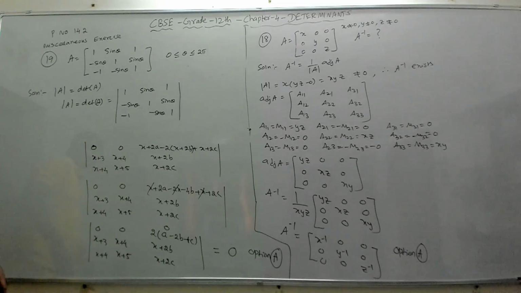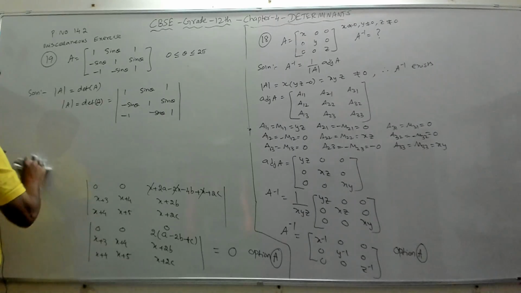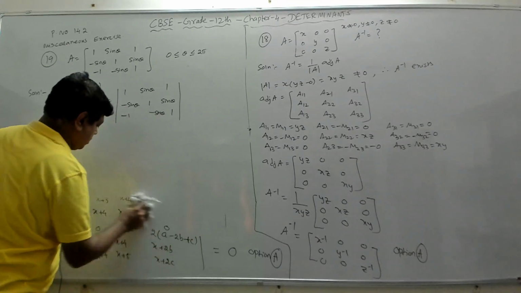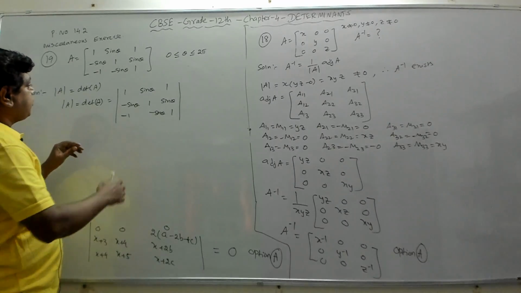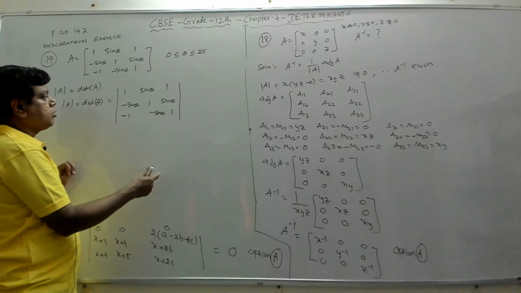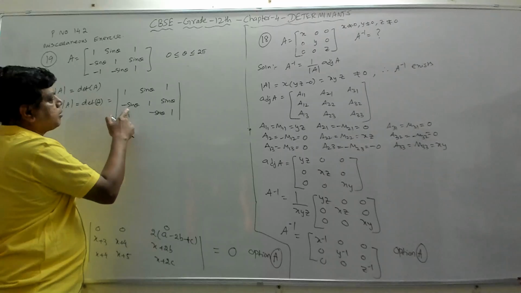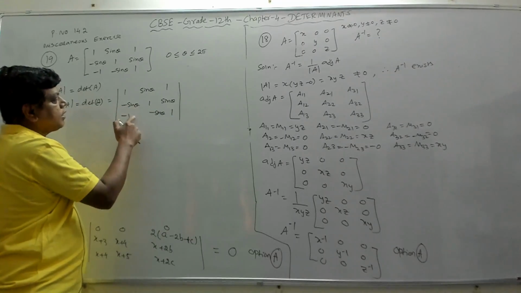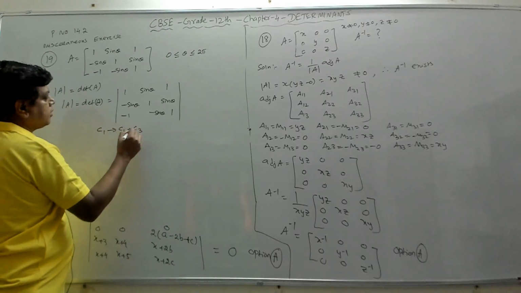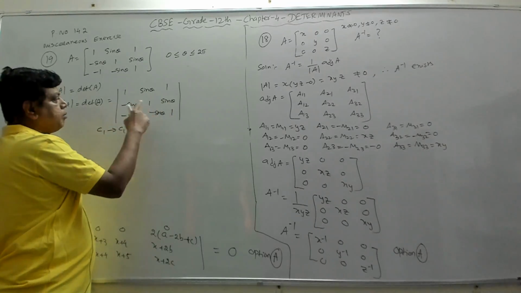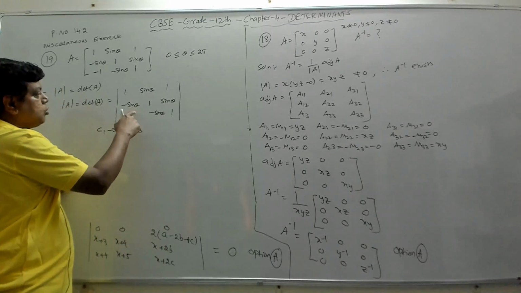Fine. Now we will try to see if we can simplify this determinant. Can we get some more zeros? If you observe the minus sin theta and this sin theta, if we add these two, this will become 0. So I will get 2 zeros if I do the operation C1 implies C1 plus C3. Adding the first column with the third column, minus sin theta plus sin theta is 0, and minus 1 plus 1 is 0.